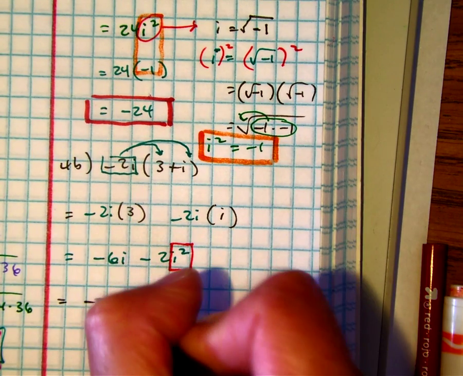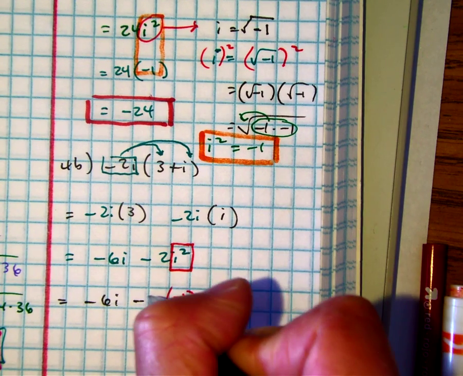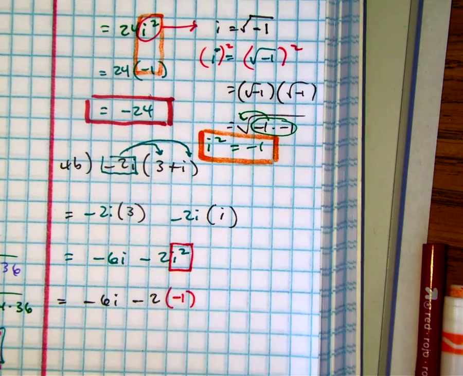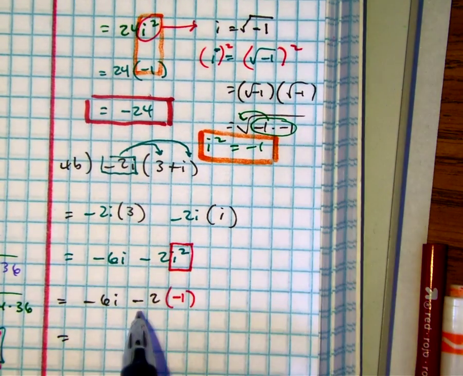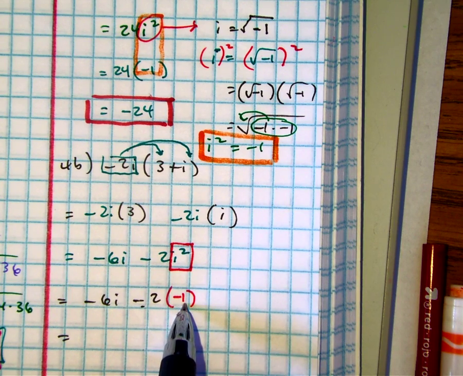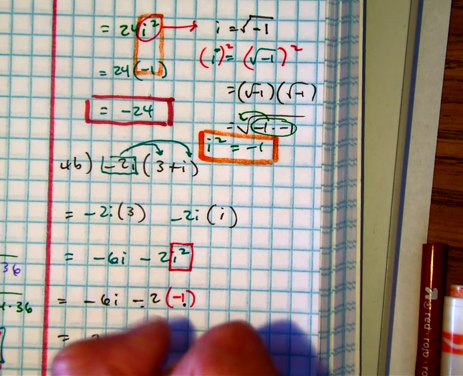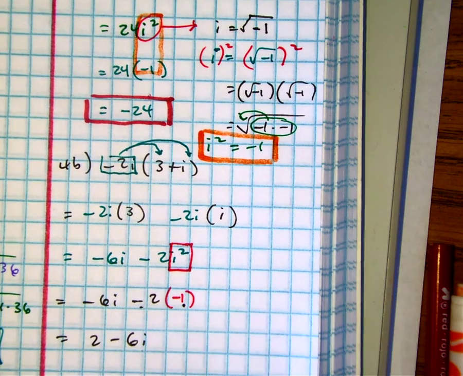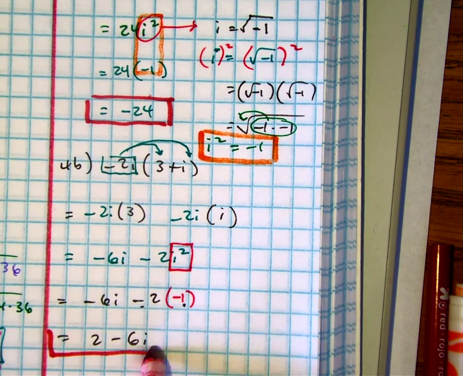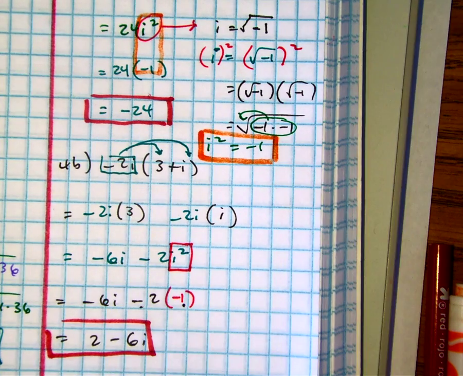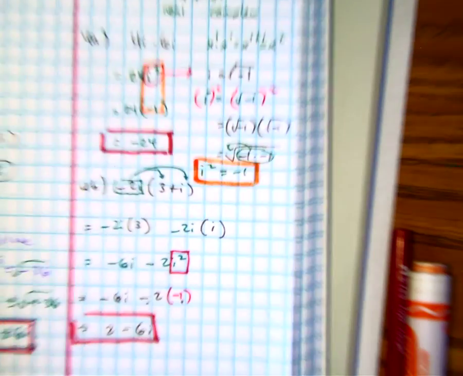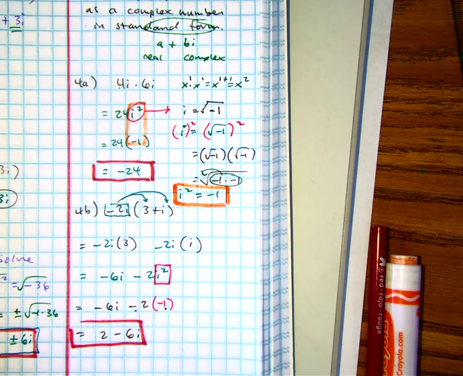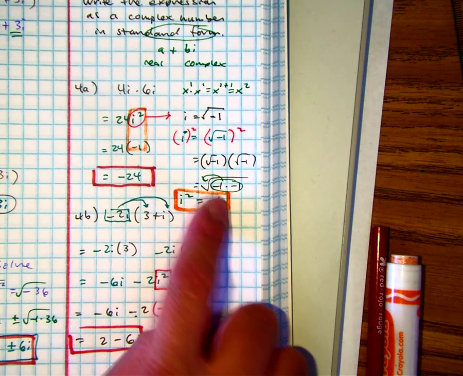So now I have -6i minus 2 times -1. So class, what's -2 times -1? +2. So I'm going to rearrange them now. 2 minus 6i. So in these two examples, be careful when you're multiplying. i times i equals i squared, and i squared equals -1.